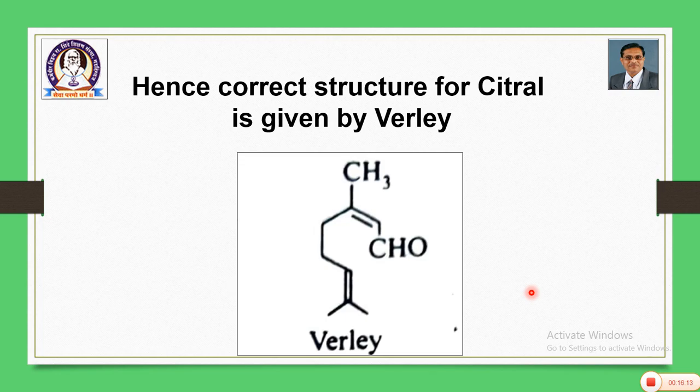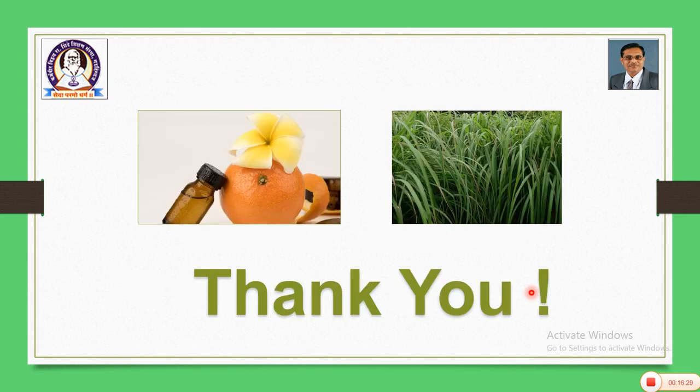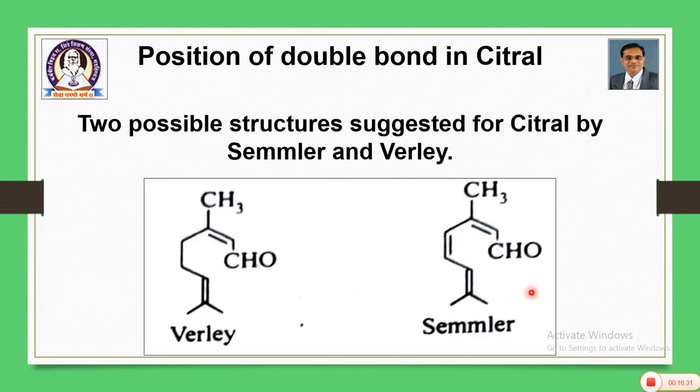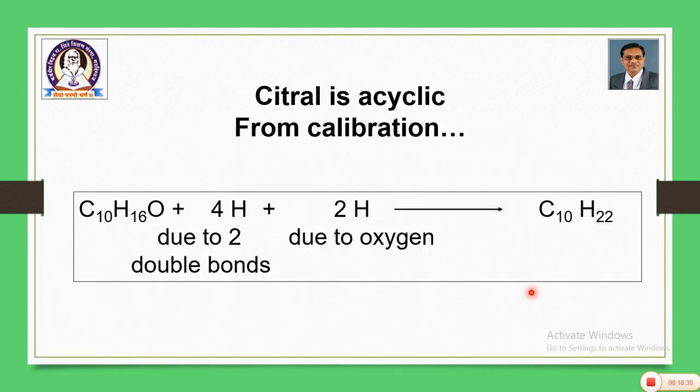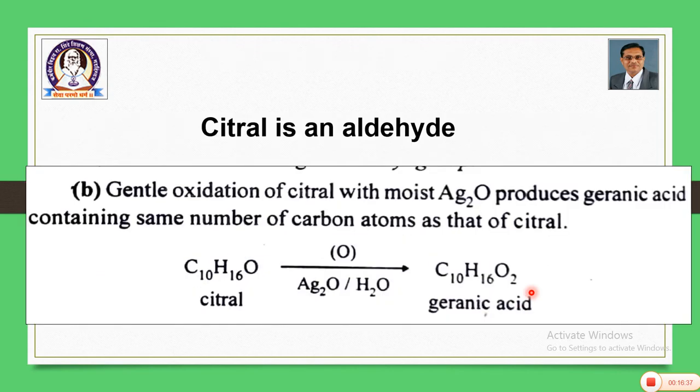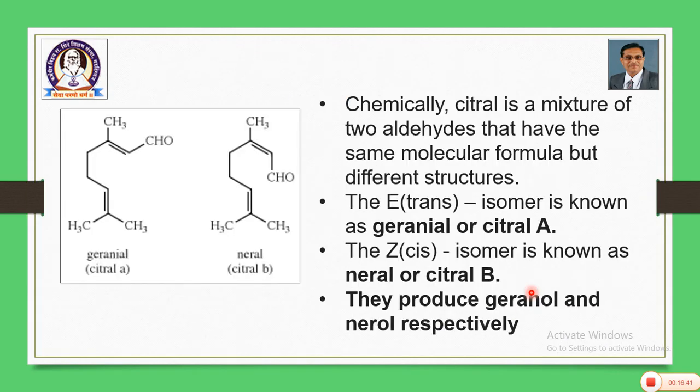So, in this manner we begin with several analytical evidences starting from the molecular formula and we reach the Verley structure, which is the correct structure, and from this structure the earlier products are confirmed, that is, this is the structure of geranic acid, this is the structure of geraniol. These were the evidences suggested during the process of determination of the constitution of citral by various methods. So, we will have a brief review once again.